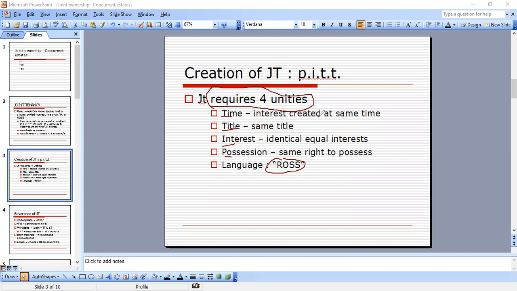Time, is there an interest created at the same time of the parties? Same title of the parties? Interest, identical, equal interest. Remember, they have to be equal, 1/2, 1/2, 1/3, 1/3, 1/3. Possession, same right to possess. They must possess the same rights to the property.